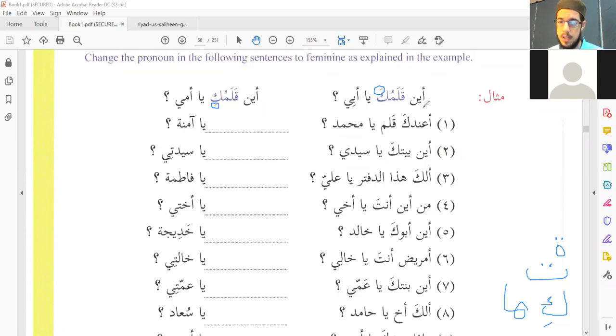Just be careful, because they're not always going to be questions with أين. We have عندك, we have ألك, we have من أين, أمريض. We're going to see a lot of different questions, and this is going to be a really good exercise for where we're at. So going right down the list, number one, read the example and then change it to feminine. Go ahead, Sa'ir.